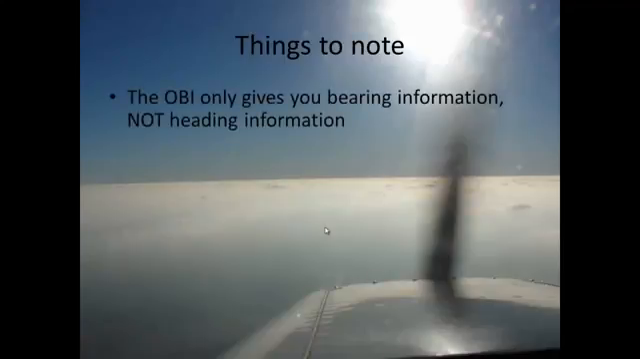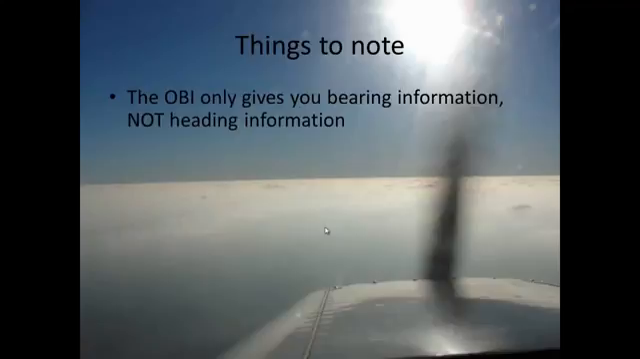A couple of things to note here. 3 things actually. One of them I think I've already mentioned. The first one is that the OBI will only give you bearing information. Okay, it doesn't give you heading information. The VOR is a fixed object on the ground, and as we've mentioned, it's aligned with magnetic north. So depending on whether you're flying to it or from it, your aircraft will only tell you where the VOR is relative to you, relative to the aircraft. It gives you no heading information whatsoever. Really important to note that.